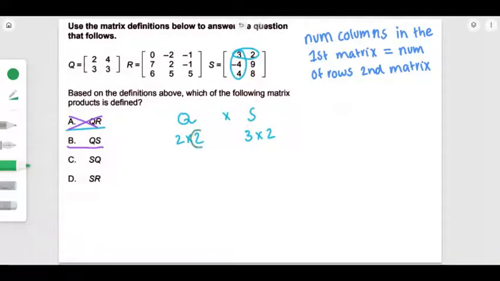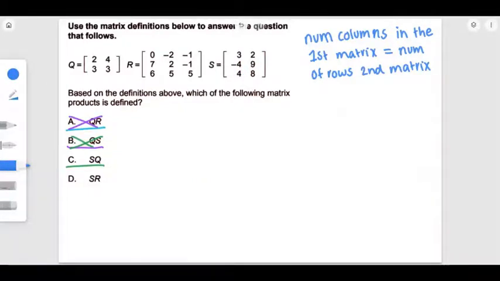Now the columns in the first matrix are not equal to the rows in the second matrix. Here it's 2 and here it's 3, so they are not equal, which means it is not defined. So choice B is not correct. Let's move to choice C.